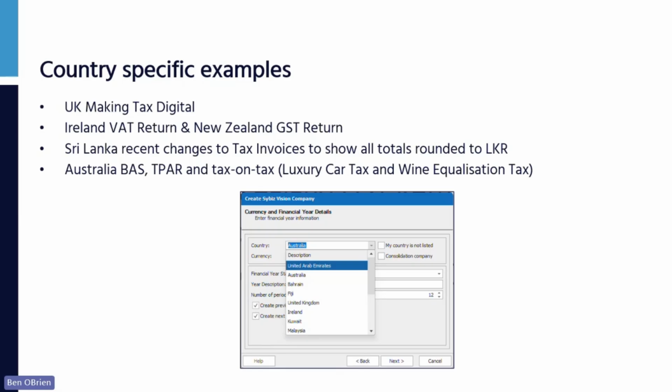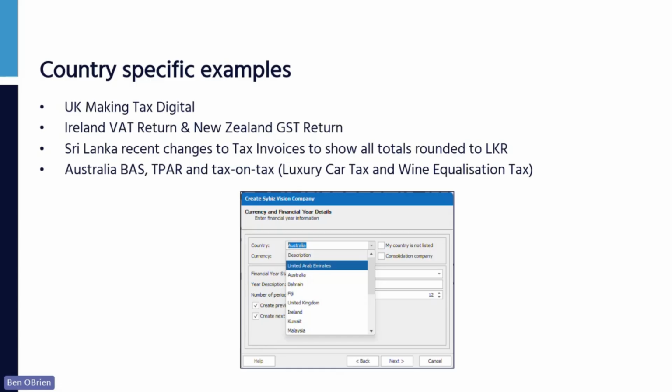So that's just for the UK. Obviously, if you're based in the UK, you know all about it, but if you're thinking of setting up a subsidiary over there, bear in mind that Sybiz Vision does support that UK tax reporting. In Ireland and New Zealand, we have the VAT and GST returns. For those in Sri Lanka, there've just been some changes to tax invoices where all amounts need to be rounded to the nearest rupiah, I think. Apologies if that's not the Sri Lankan currency, but I'm pretty sure it's rupiah.